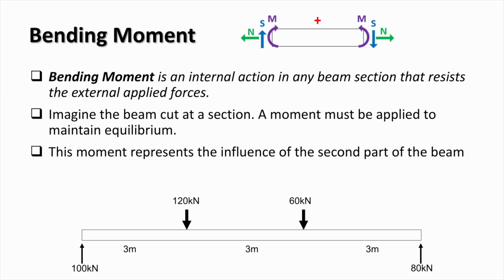Next, we consider the bending moment, notated by M. The bending moment represents the internal moment that resists rotation caused by external loads. We can visualize this by imagining the beam cut at a particular section. The portion of the beam on one side of the cut applies a moment to maintain equilibrium. This internal moment is the bending moment at that section, and it is balanced by the internal moment of the section that we just cut on the opposite side.